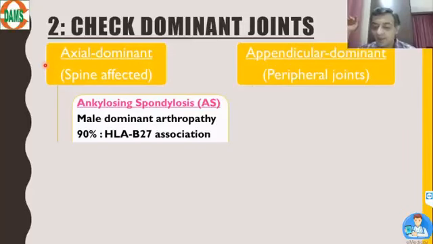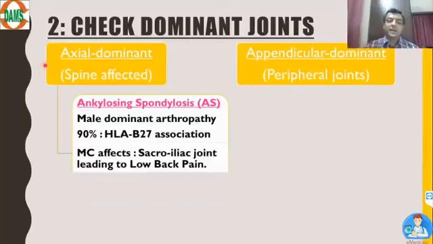Again I am telling you, what is the indication for newer agent in SPA? Either bone erosion or marrow edema. Indication for newer agent, write down. Axial dominant was already done. You have already written it yesterday, so we don't have to write it again.